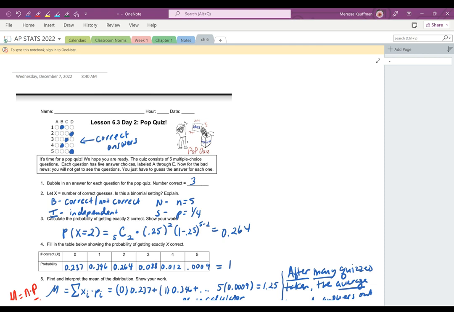So this is lesson day 7 on our schedule, and we are looking again at binomial distributions. So let's read the question together. It's time for a pop quiz. We hope you're ready. It consists of 5 multiple choice. That's important too, I think. And each question has 5 answer choices labeled A through E. Or actually, this should say D because we only have 4 choices up there.